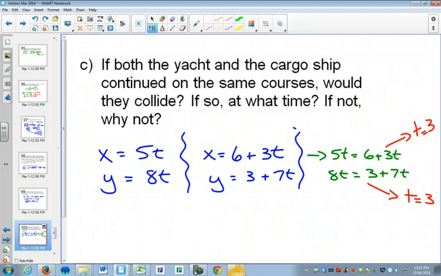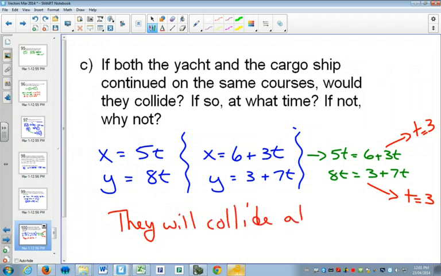Somebody wasn't paying attention on the pleasure boat. They will collide at 3 hours.